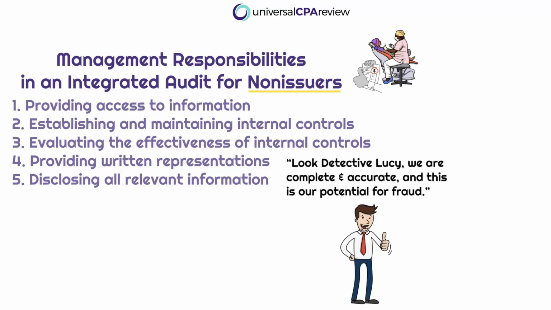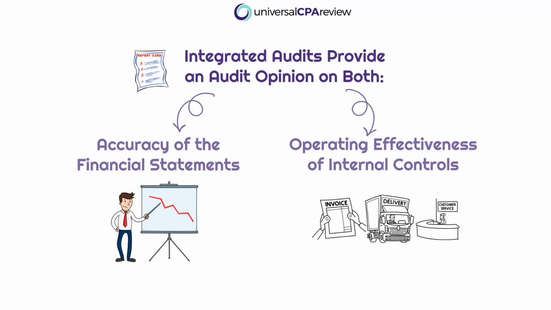Okay, right, they're saying, look, Detective Lucy, we are providing you this written representation and we're saying that we are complete and accurate in terms of our financial statements, and we are letting you know about any potential fraud or illegal acts. Okay, and then finally, they're responsible for disclosing all relevant information. Okay, so this can include any known or potential risks or uncertainties that may affect the company's financial position or performance. Okay, so when you're thinking about integrated audits, this should always be associated with internal controls in your brain. So when you're thinking about an integrated audit, you're thinking about internal controls and specifically the auditor having an opinion on the overall operating effectiveness of internal controls.